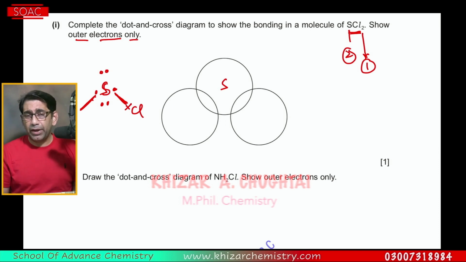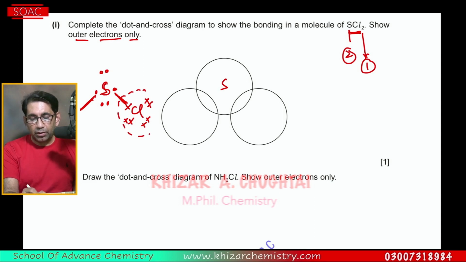So the Cl has 6 more electrons in its last shell. So in this way, this Cl has a complete octet. Same is the case for the sulfur. It also has a complete octet. And same is the case for this Cl. It also has a complete octet. So I'm going to write it again over here.